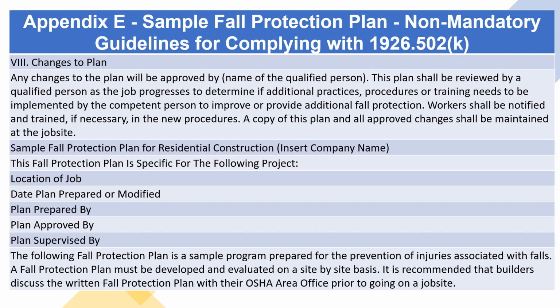Sample Fall Protection Plan for Residential Construction, insert company name. This fall protection plan is specific for the following project: location of job, date plan prepared or modified, plan prepared by, plan approved by, plan supervised by.